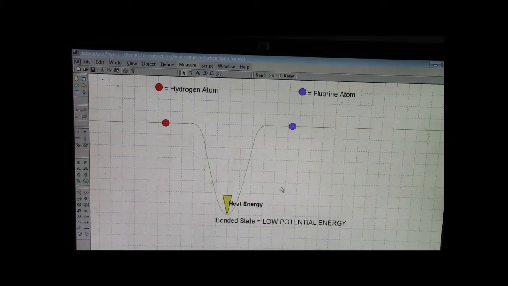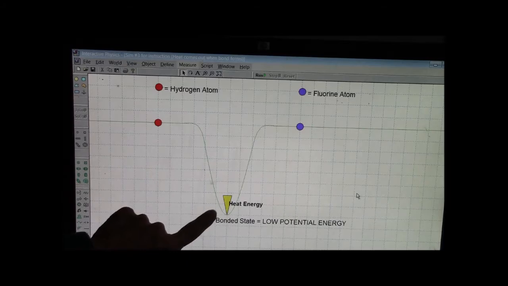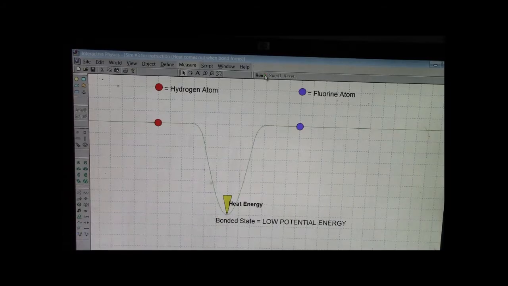This is simulation number 3. So here you can see we have unbonded atoms that have high potential energy. And then we have this interesting triangle here, which is labeled heat energy.